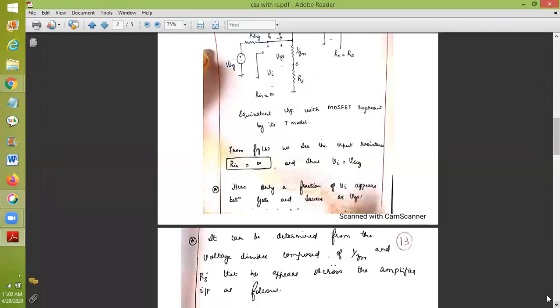How can anyone answer? How to find this small VGS? Sahana, can you answer how to find this small VGS? Kokila? Ravi Shankar, how to find this small VGS?